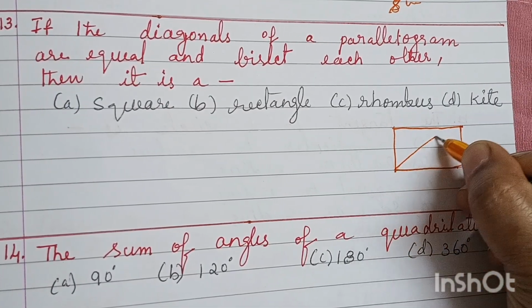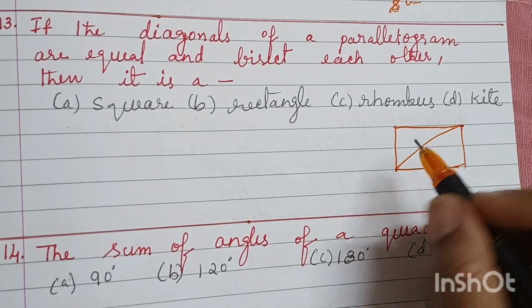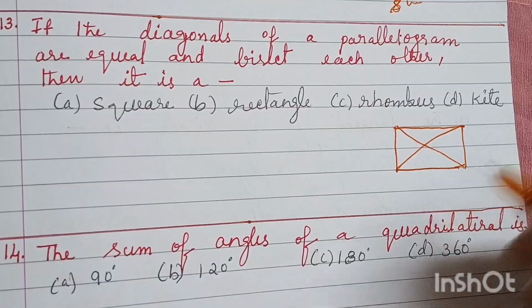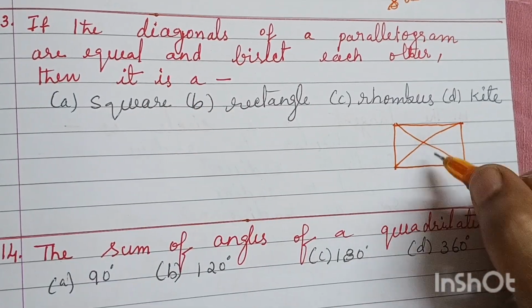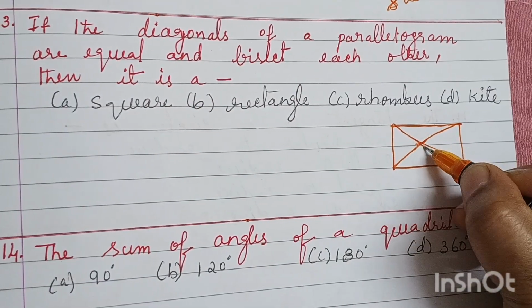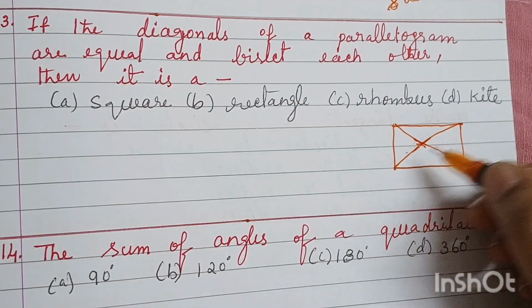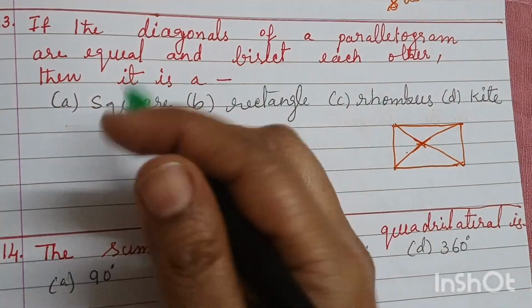Diagonals of a parallelogram are equal in a rectangle. Okay, diagonals are equal in a rectangle and they bisect each other. Bisect means it is divided into equal parts. Bisect में equally divide करता है, दो part को equally divide करता है. So it is a rectangle.